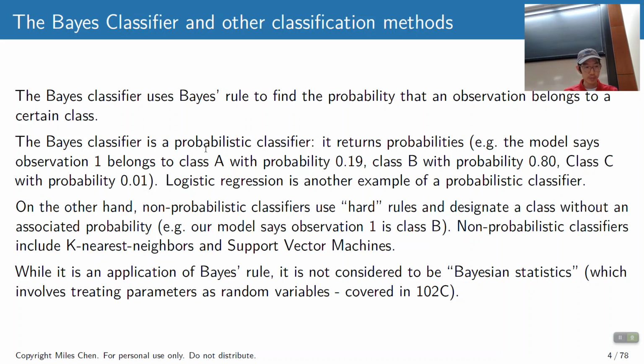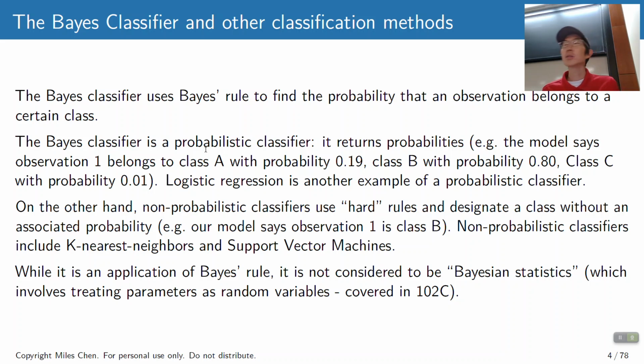What we're going to look at is the Bayes classifier. The Bayes classifier is a probabilistic classifier because it tells us what probability it believes the observation is in a particular class. So it'll say, I think it belongs to class A with probability 19%, and class B with probability 80%, or something like that. Other probabilistic classifiers are things like logistic regression. It gives you a number between 0 and 1.